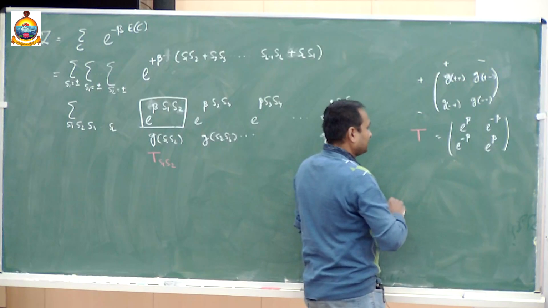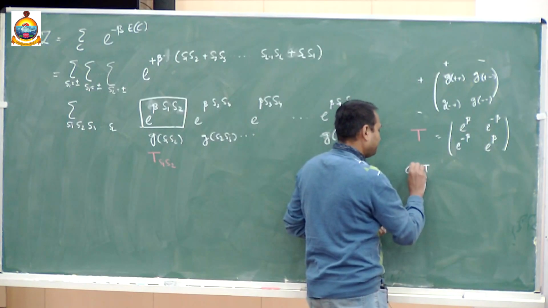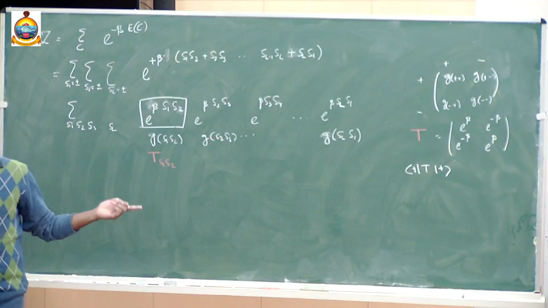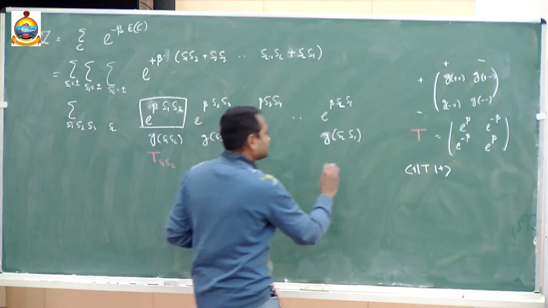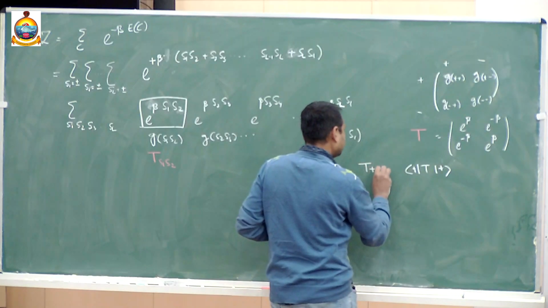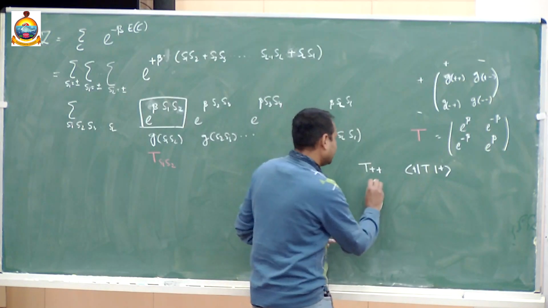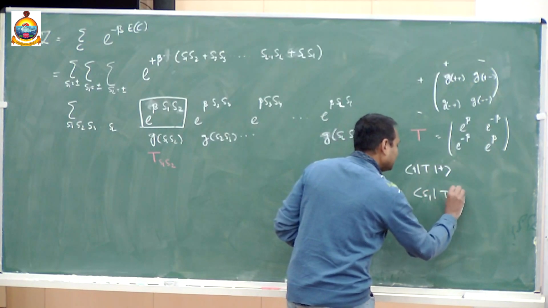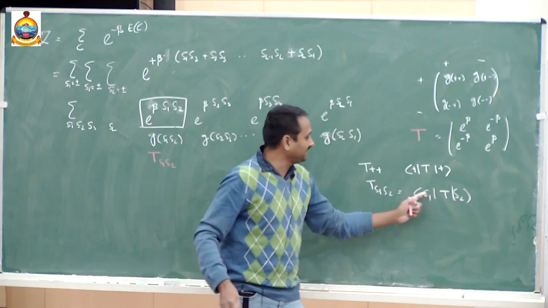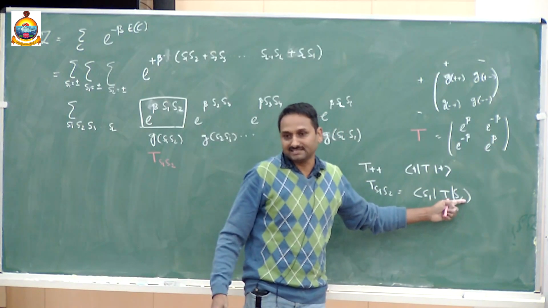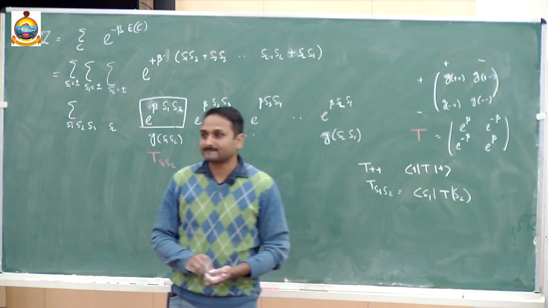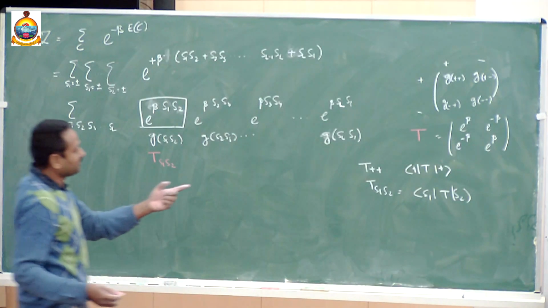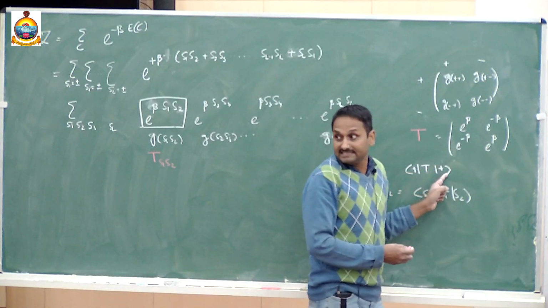This element can be written as T plus plus. Another way of writing it is T S1 S2 equal to bra S1 T ket S2. This is also the S1 S2 matrix element of the matrix T. So I will use this notation. I think people are familiar, but in case you are not familiar, this plus is a matrix.